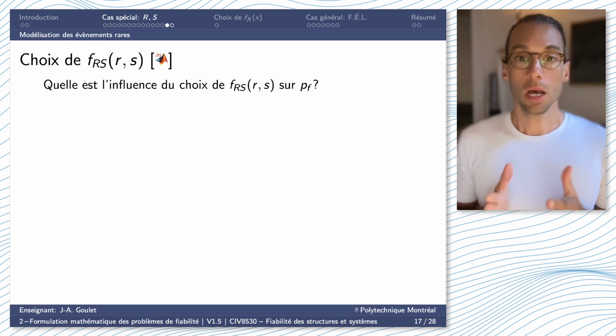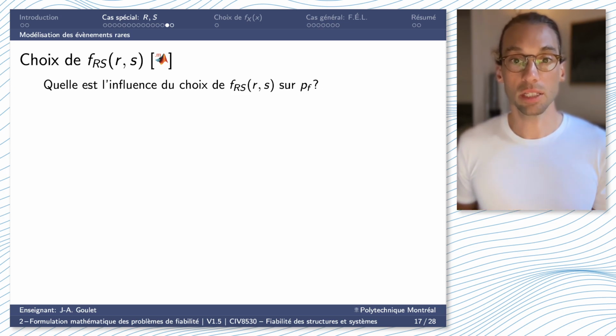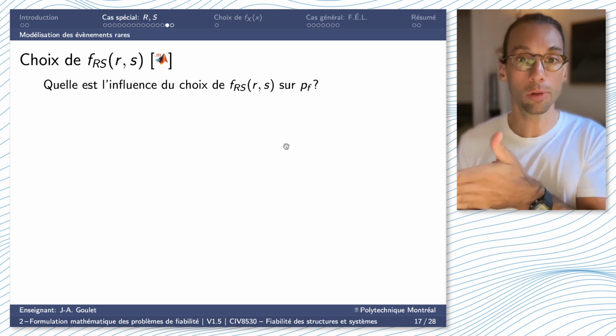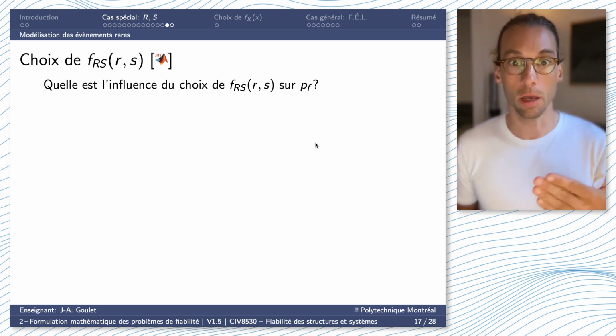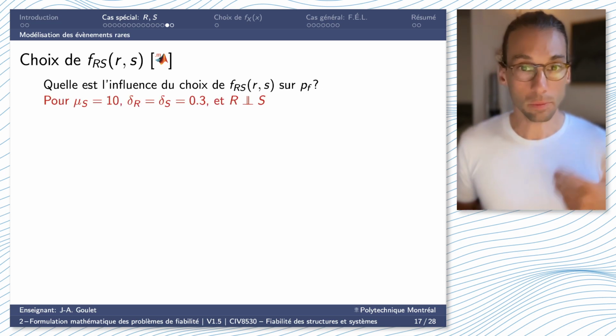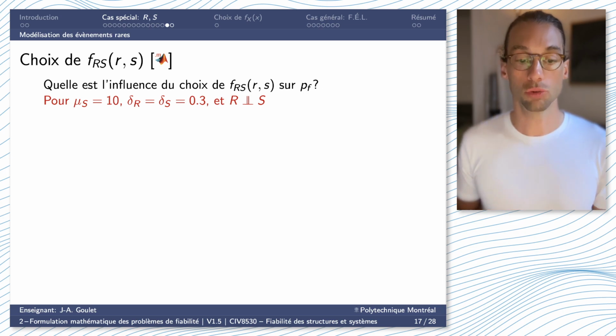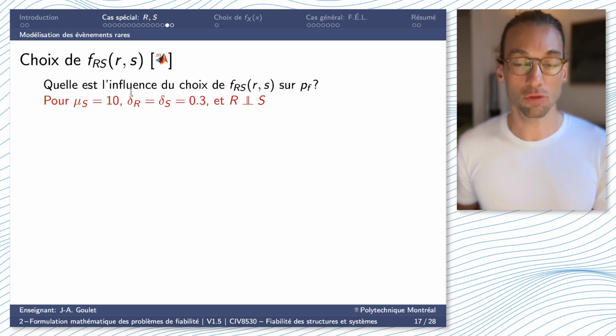So we saw in module 1, when we reviewed probability density functions, what is going to influence our choice of having a normal PDF, or log normal, a Gumbel, a beta, a Rayleigh distribution to model our distribution. What influences this choice? We're going to look at this through an example. So let's assume that we have the mean for the solicitation that is 10. We're going to have the coefficient of variation for resistance and solicitation that is 0.3. And the resistance is independent of the solicitation.